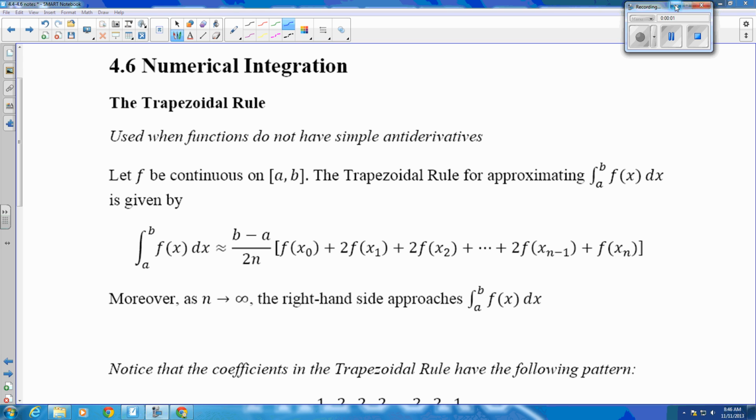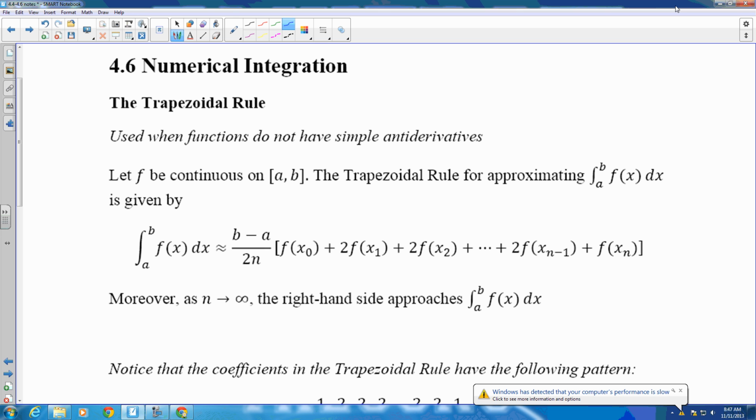The last section in chapter 4 that we're going to be covering is called numerical integration, and there's something called the trapezoidal rule, which we're going to use, like it says, when we don't have simple antiderivatives. It is always with a definite integral from a to b, and if we don't know how to take the integral of it, we're going to use the trapezoidal rule. So what you find is b minus a over 2n, where n is the number of intervals you're going to use, and then it's going to follow this certain pattern.